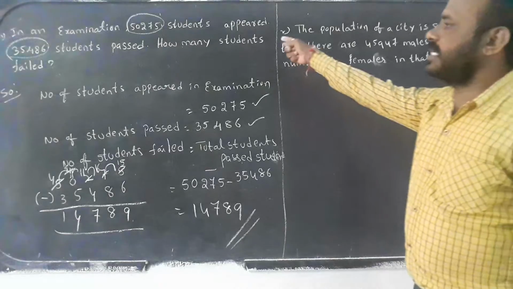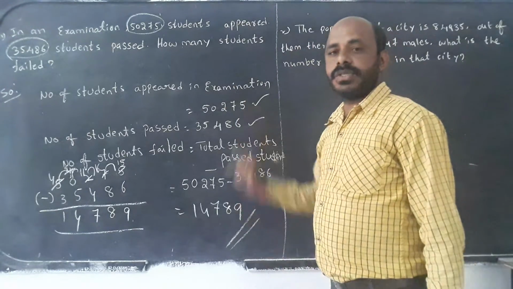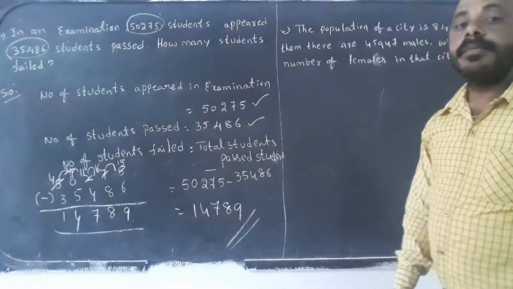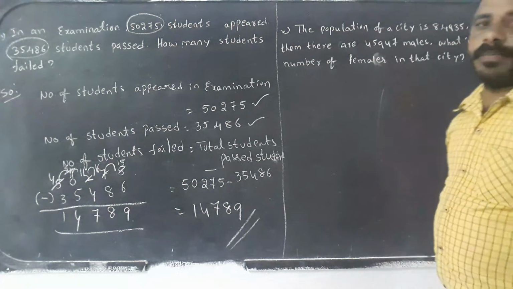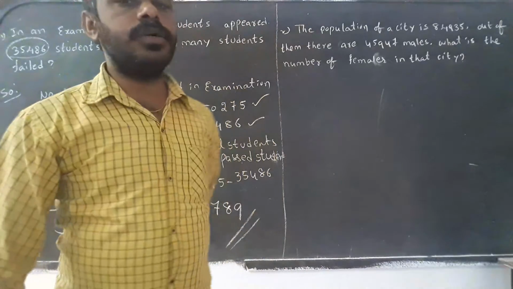This is the way we have to do the solution of story sums, or we can write it in a word process. Then one more. Second thing, see the right side of the board.